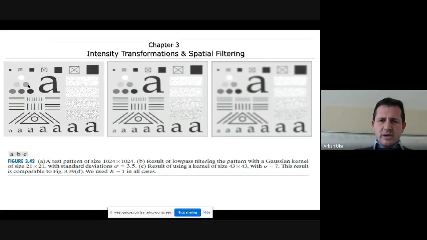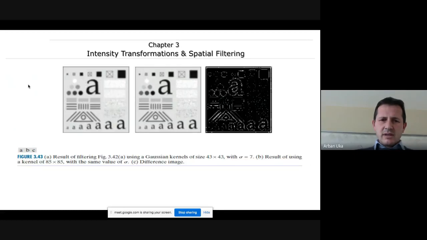And here we have some examples using Gaussian filters on images. I think we did this one. And in this slide, here there is something interesting. We have this test image, which is often used by ophthalmologists, the eye doctors.